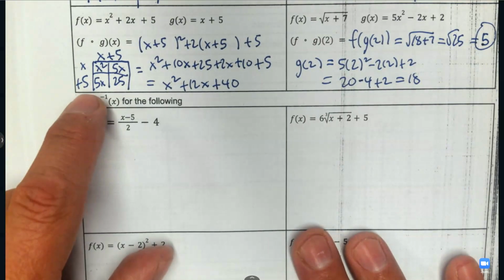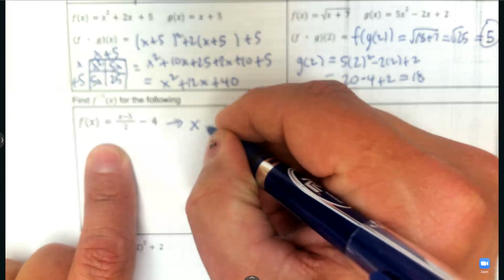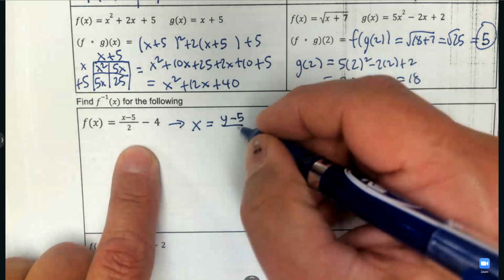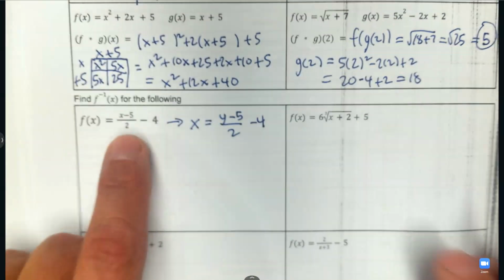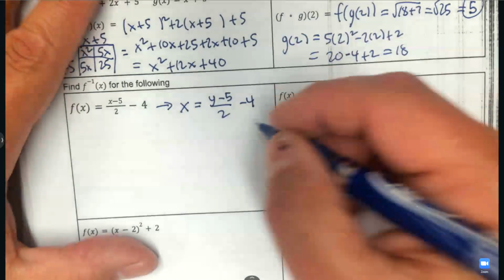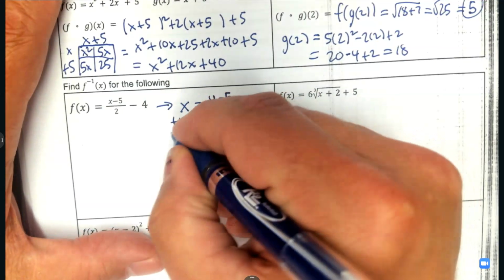Next, this symbol means inverse. So if I want to inverse an equation, we're going to swap x and y. So we're going to write x equals, and then y minus 5 over 2 minus 4. And then I want to solve for y by doing the inverse of each operation. So the inverse of subtracting 4 is to add 4.